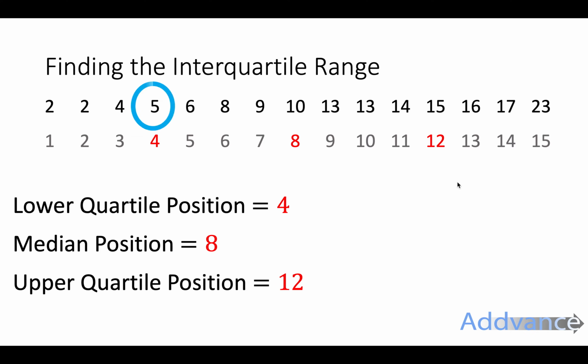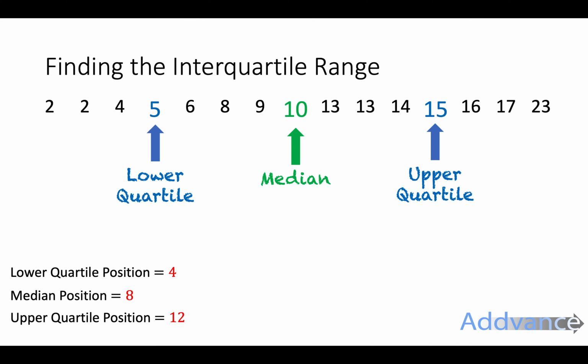So the lower quartile will be 5, the median will be 10, and the upper quartile will be 15, like this. Feel free to rewatch that section of the video again if you need to see it in action one more time. So we know the lower quartile is 5, median is 10, and upper quartile is 15. And the interquartile range is 15 minus 5, which is 10. And so we've got our final answer here.